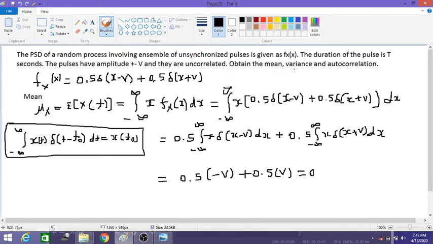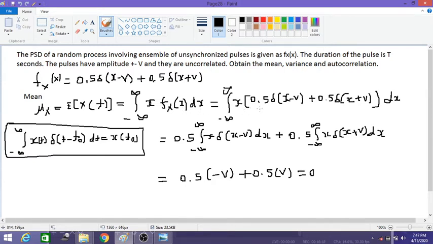So here we have to obtain the mean, variance, and autocorrelation. This is our definition of the density function, that is fx of x is equal to 0.5 delta of x minus V plus 0.5 delta of x plus V. Now let us find the mean of this. Mean is given as the expectation of x of t, the integral from minus infinity to plus infinity. We know this definition: the mean of a random process is defined as the observation multiplied with the density function, that is x into fx of x into dx.